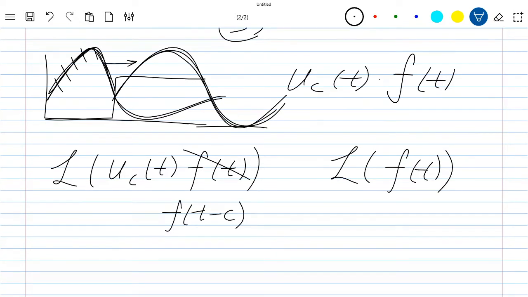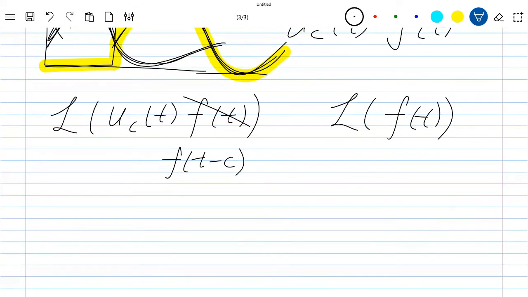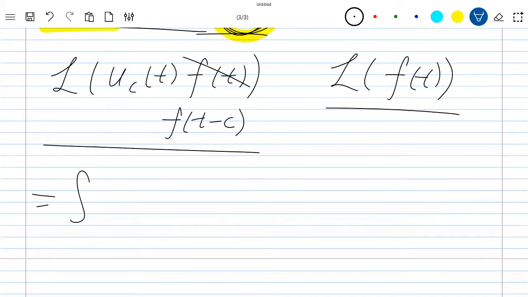Right, so that's your original function, and that's your shifted function. Everything is moved to the right, and the space before that will be filled by 0. Then this is related to that in a very simple way. Let's just integrate, you will see why.